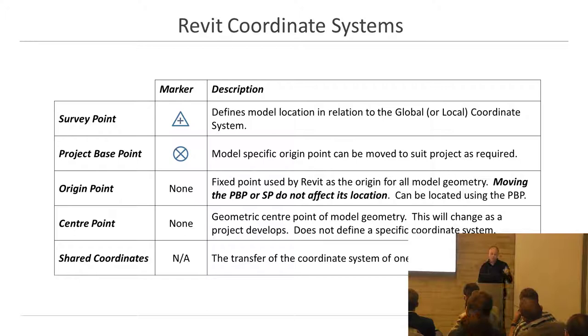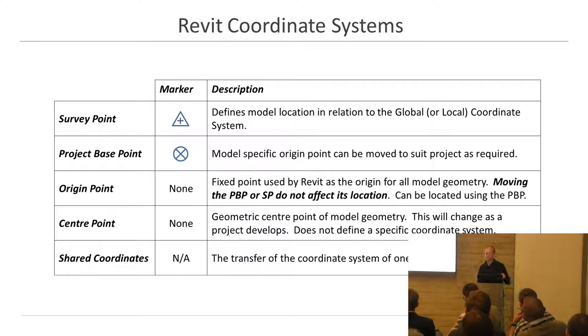We next have an origin point. It used to be a very mysterious thing, but within Revit we have an origin point that Revit uses to record all its geometry. So it's essentially like in AutoCAD, your 0,0 point. We can locate that using the project base point, but otherwise, the Revit origin is not visible.